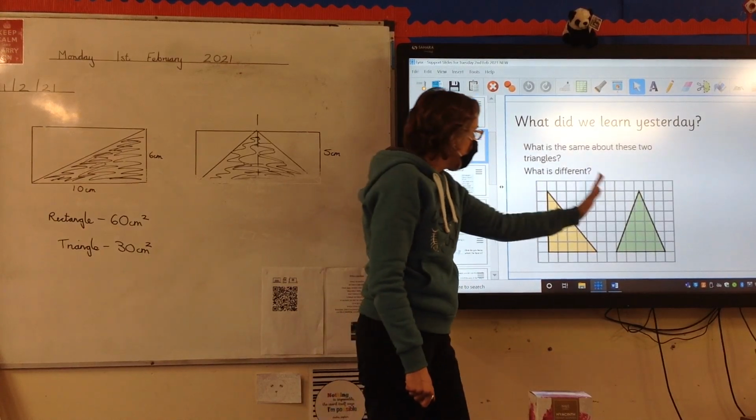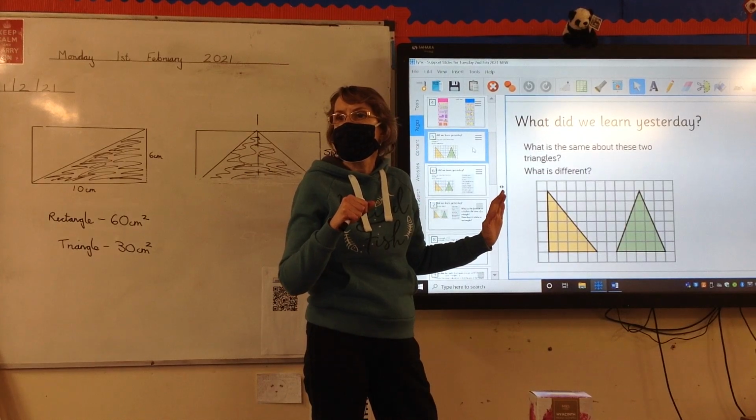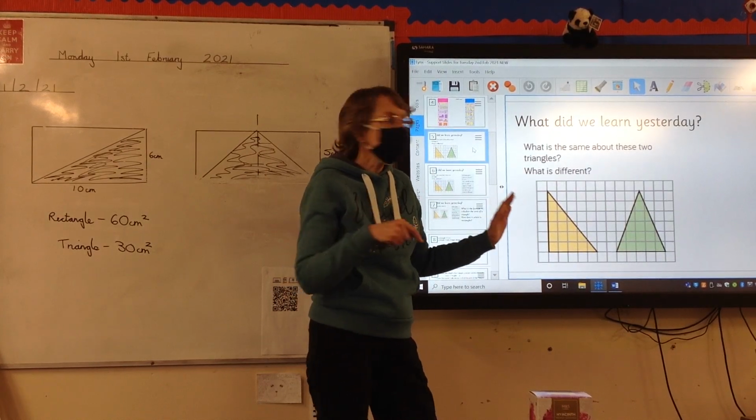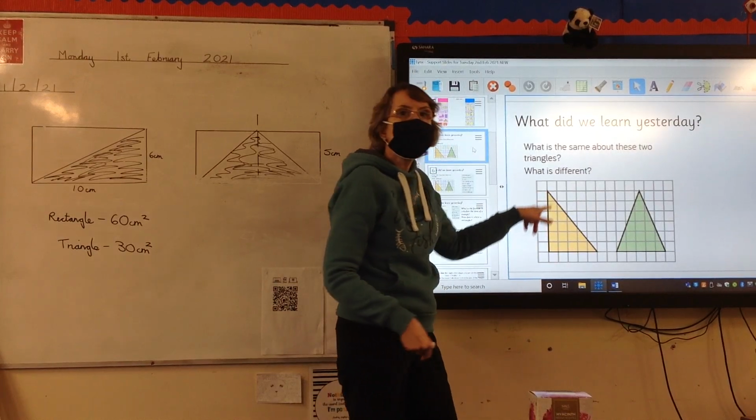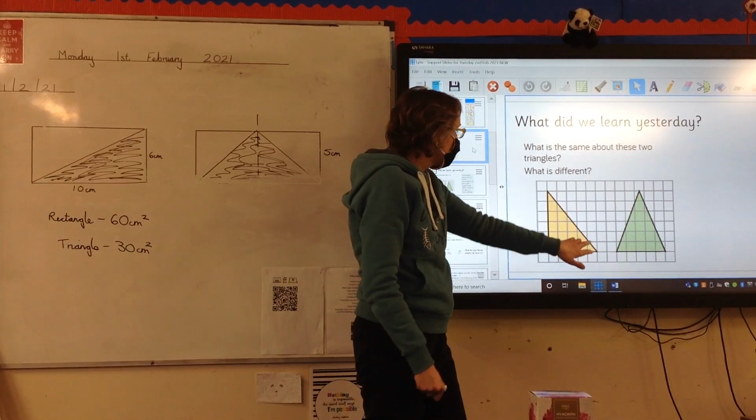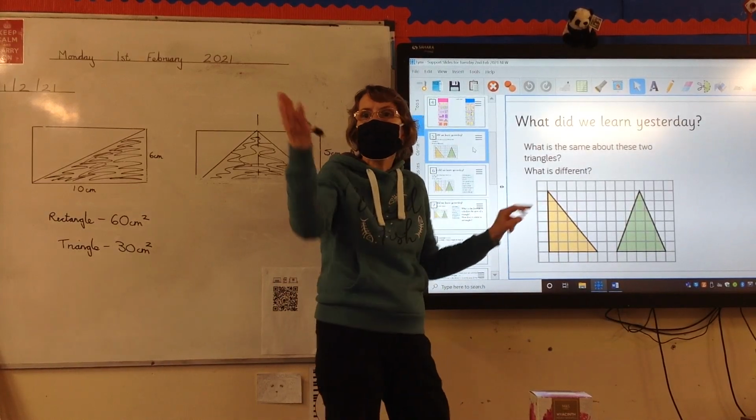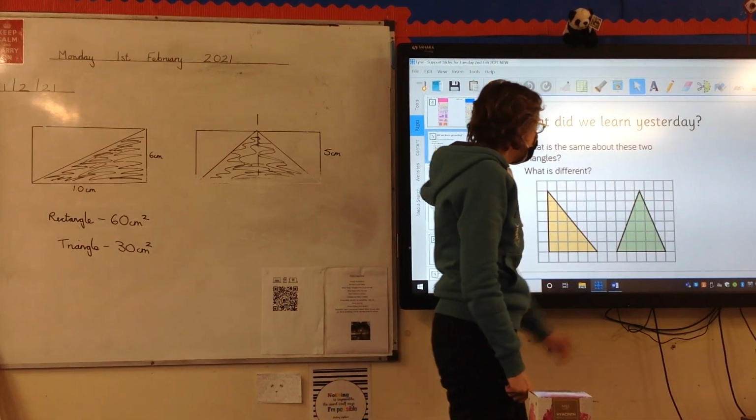1, 2, 3, 4, 5, 6 centimetres up there. So the area of the whole thing would be half of the rectangle. So we've got 5 centimetres and 6 centimetres. So what would the whole rectangle be? 30 centimetres. 30 centimetres, good. But the triangle is half of that, which is 15 centimetres. Good. And we would do the same for this one.